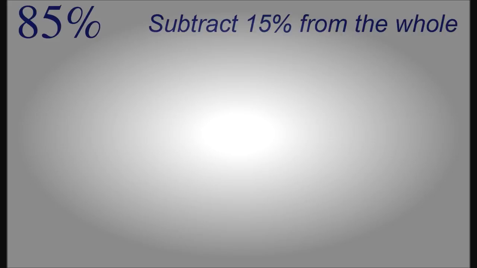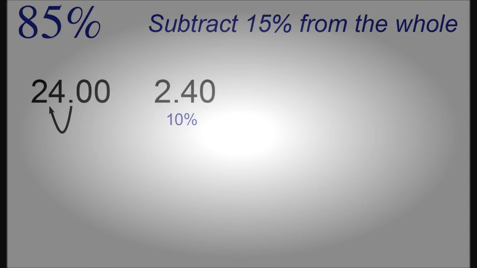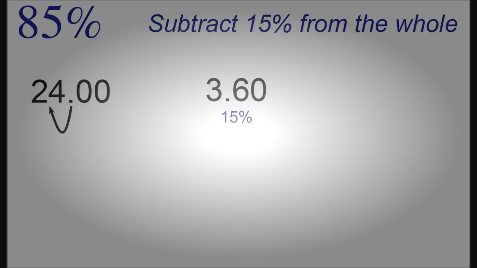For 85%, this will be the most complicated example we're doing. We're going to calculate 15% and subtract that number from the whole. So how do we calculate 15%? First we calculate 10% by moving the decimal point over. Then we take half of that number. So we have 2.4 and 1.2. So 15% is the sum of these two, which is 3.6. And to get to 85%, we need to subtract that from the original number. So 24 minus 3.6 is 20.4, and that's 85%.